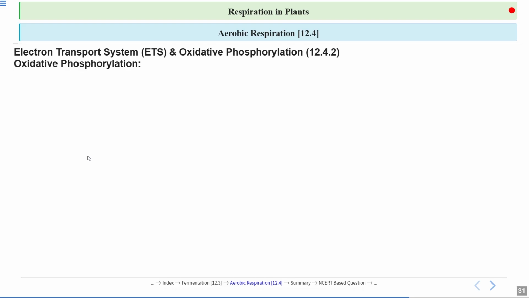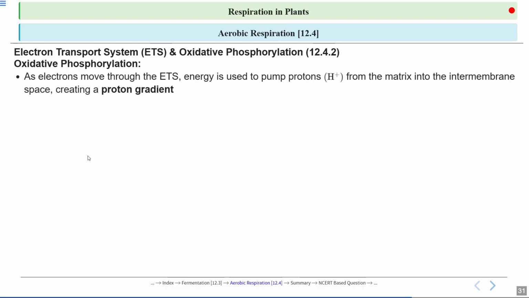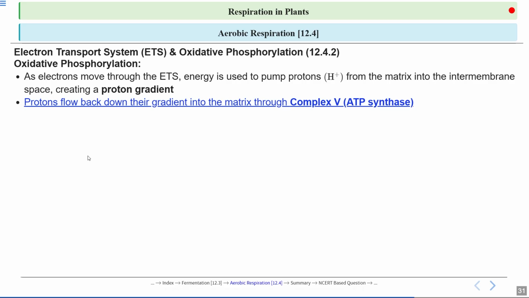So now let's talk about oxidative phosphorylation. As the electrons move through the electron transport system, the energy they release is used to pump protons from the mitochondrial matrix into the intermembrane space. What is the result? This creates a proton gradient. The higher concentration of protons in the intermembrane space stores potential energy for the cell. These protons flow back down their gradient into the matrix through complex 5, which is also called ATP synthase.